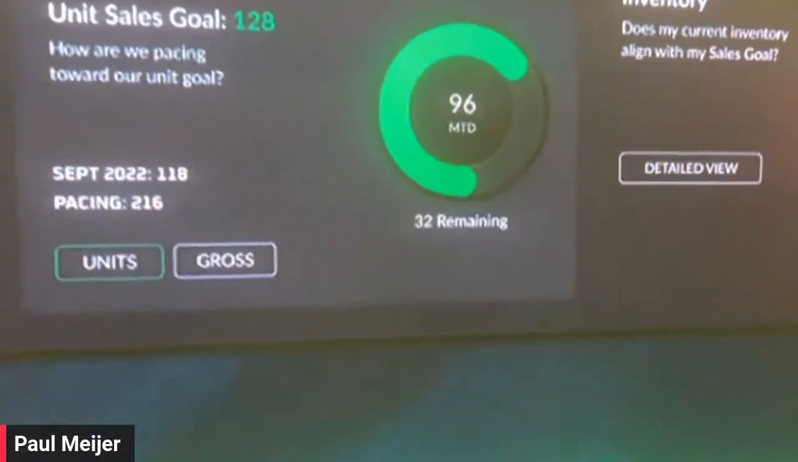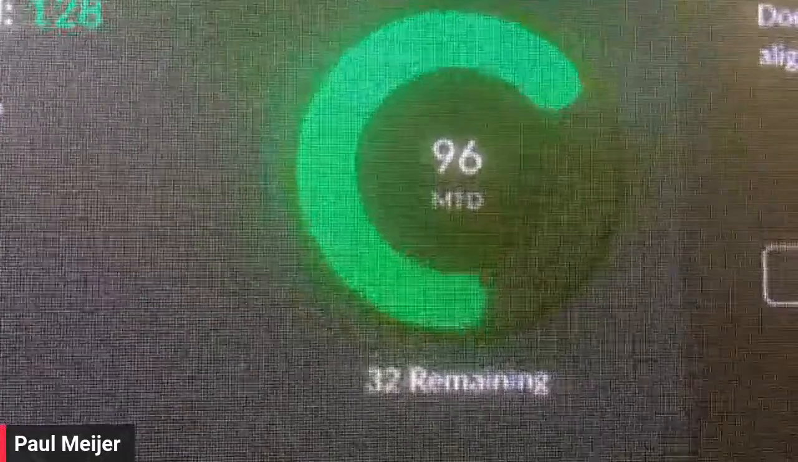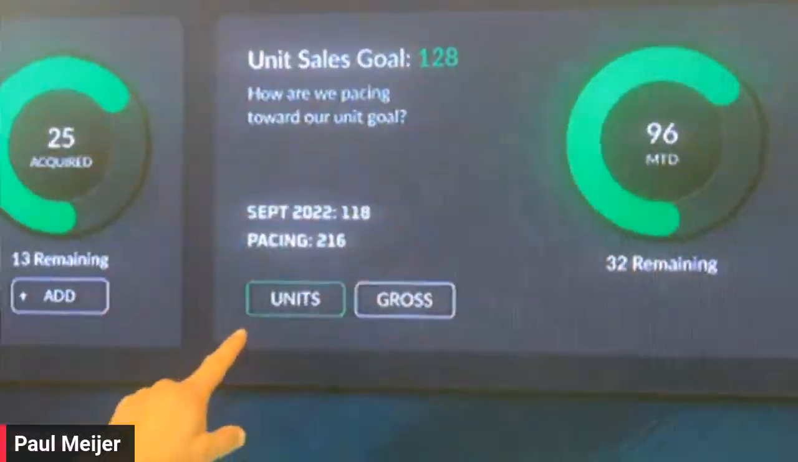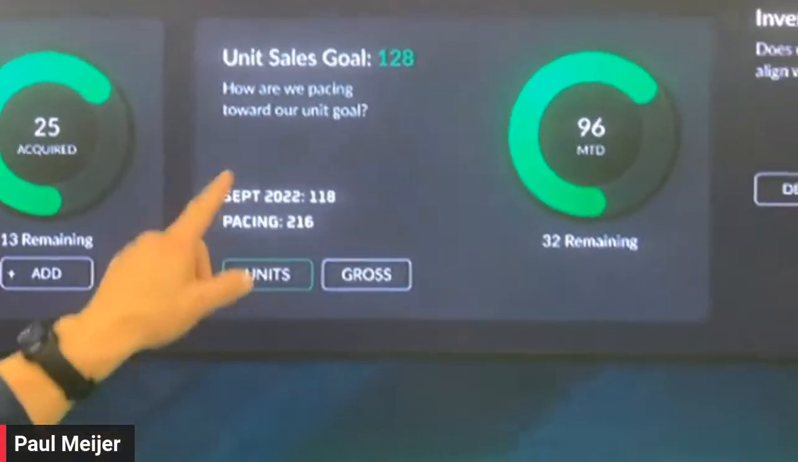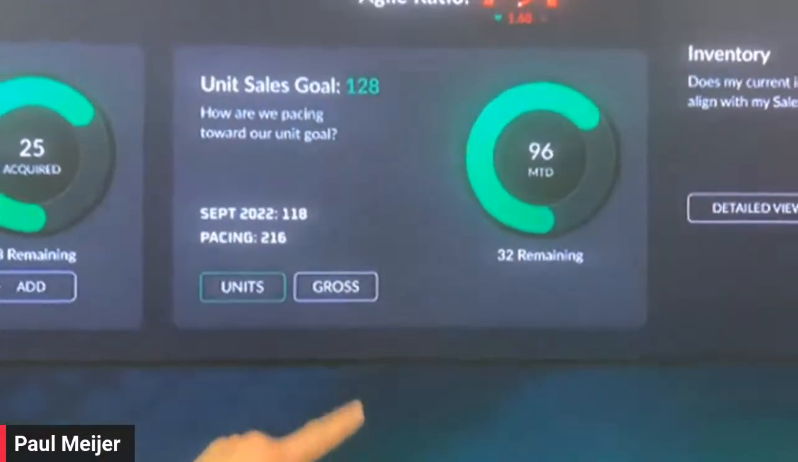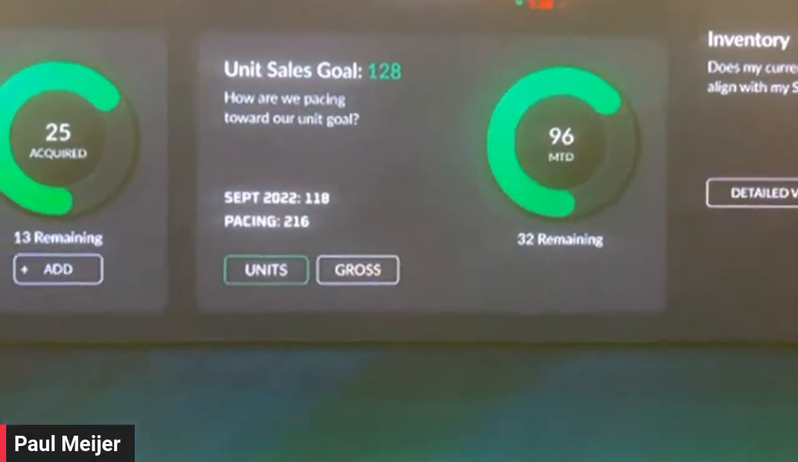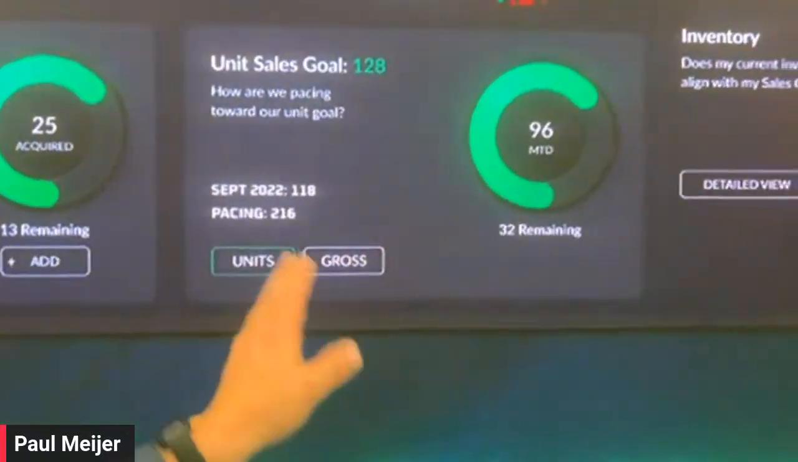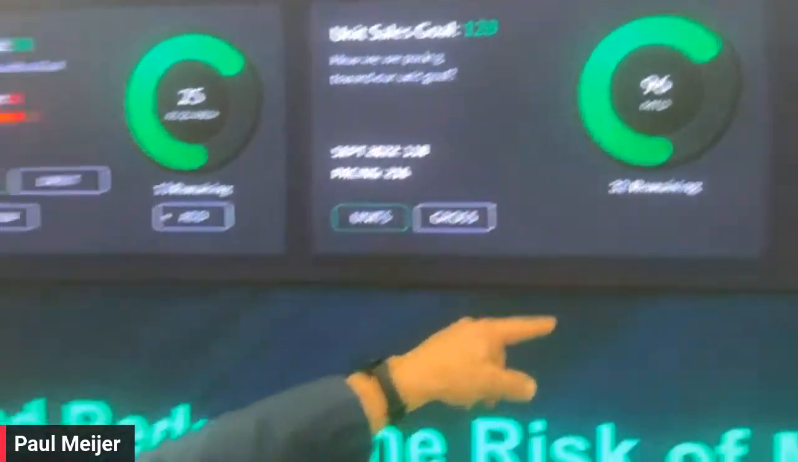This demo shows they have 96 units. And then September of last year, they were at 118. So that's where they were last year, that's where they want to be this year, and that's where they're trending. So you see where you're at compared to last year, trending up or down, and then it's in green, meaning he's pacing to hit that number.